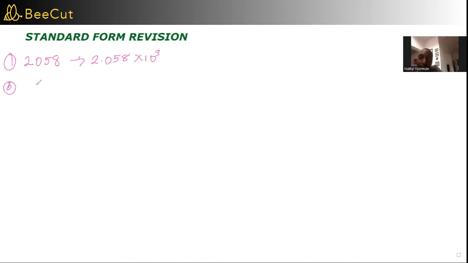And if I have something like 0.00258, I want to change it to standard form. It's going to become 2.58 times 10 raised to power minus 3. And that's number B.